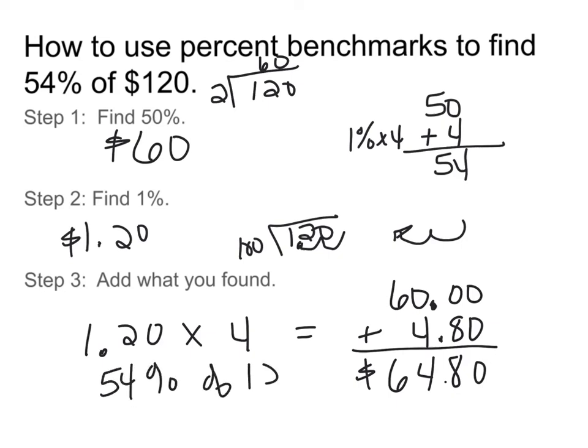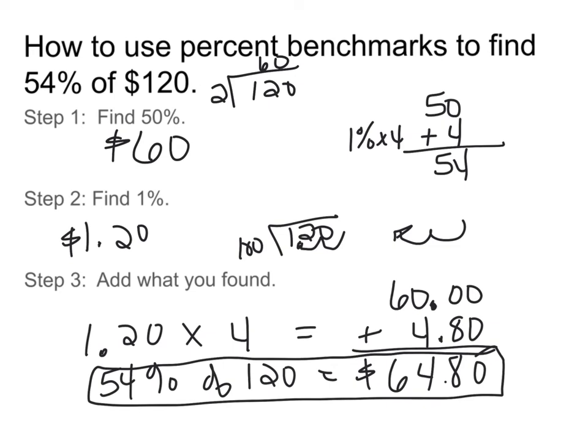of 120 equals $64.80. So basically, we're looking to see what we need to do in order to find our percent with the percent benchmarks that we know, and then doing the same thing with our money.